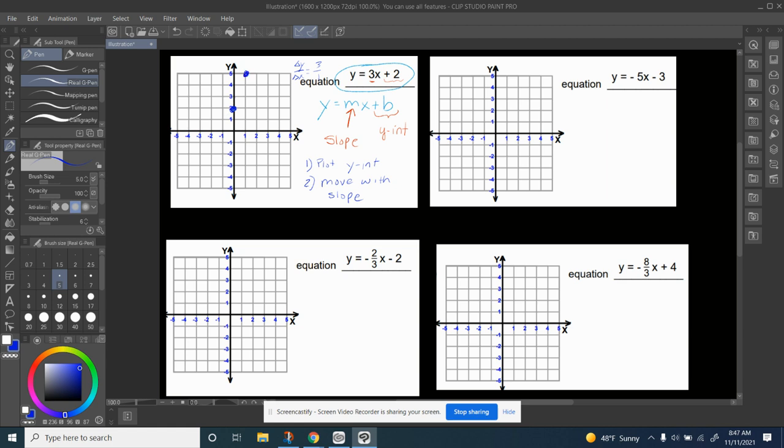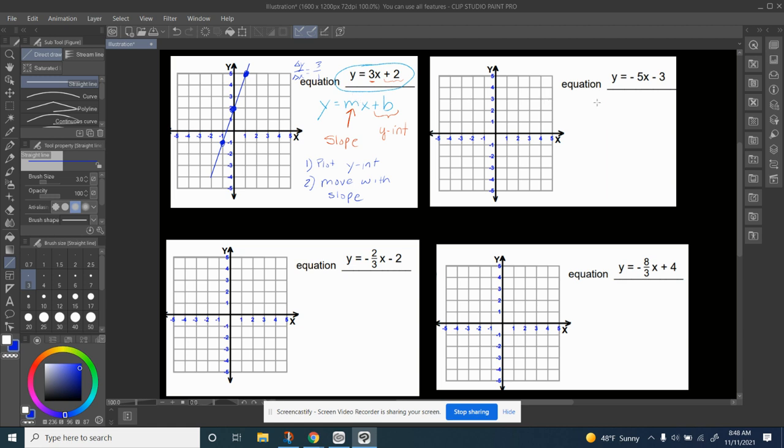Now, because I run out of room here, what I'm actually going to do to plot a third point is I'm going to go the exact opposite. So instead of positive 3, positive 1, I'm going to go negative 3, 1, 2, 3, negative 1. And in doing so, I've been able to create 3 points. Now, those 3 points I can connect with a line, and I've now graphed this linear equation of y equals 3x plus 2.